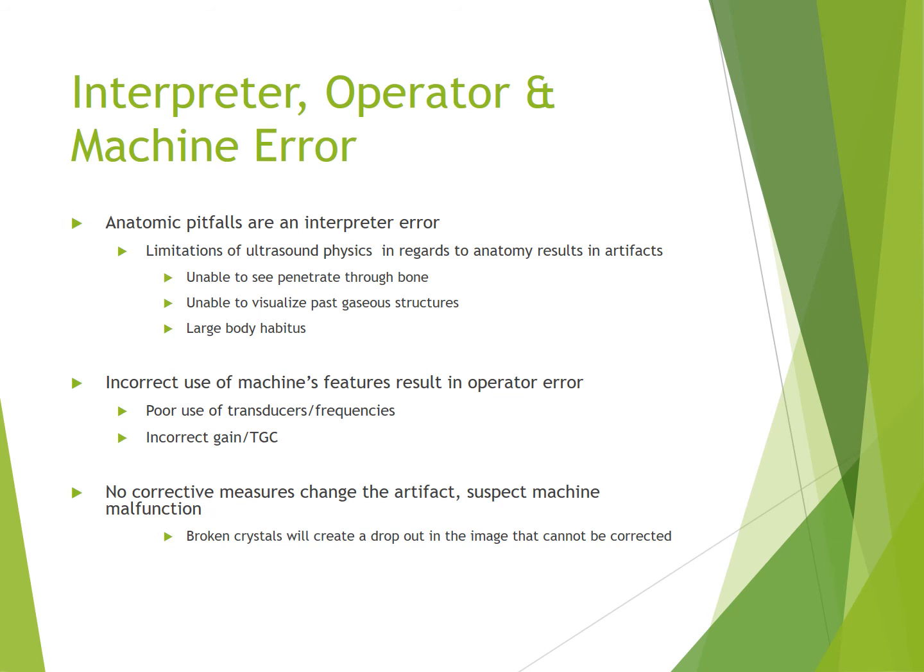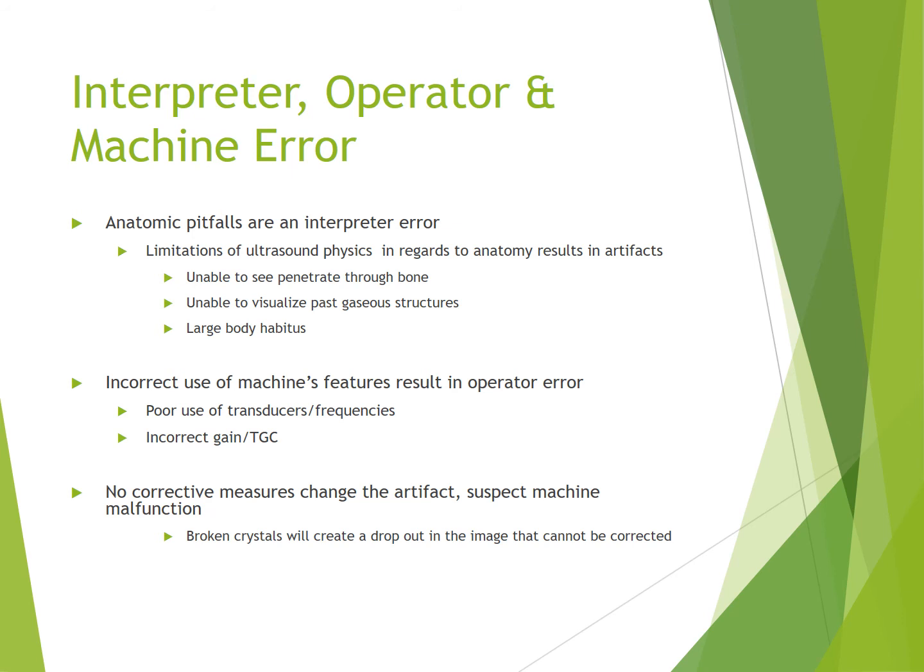Also using incorrect gain or incorrect TGCs. If we turn our gain up too high, or turn our gain way too low, we're distorting the level of echo that should be coming back, therefore we're making an artifact on our image. So those are operator errors that sonographers need to be aware of.